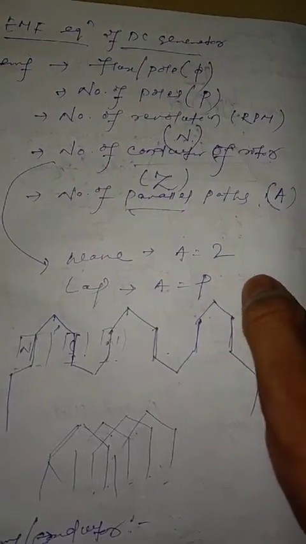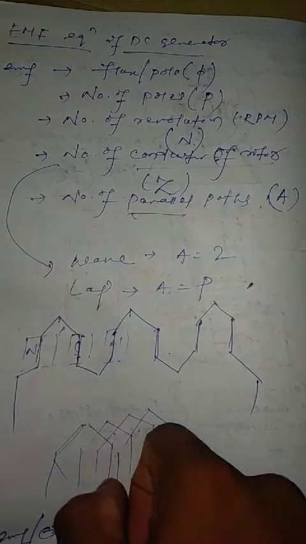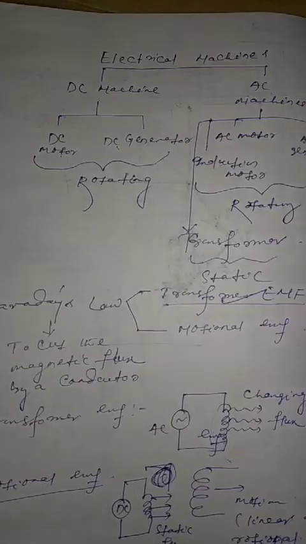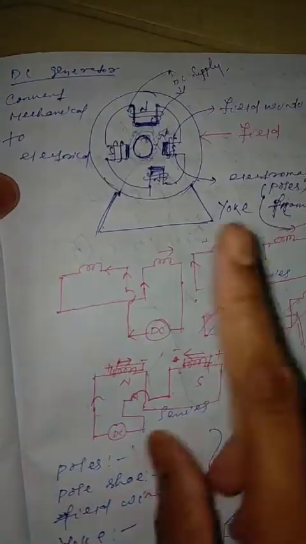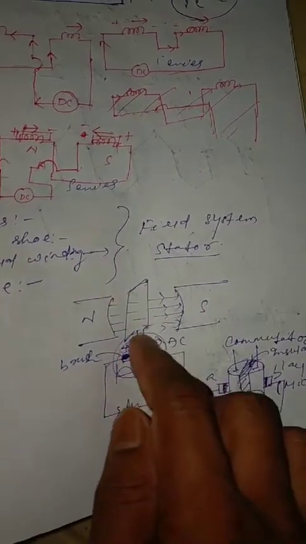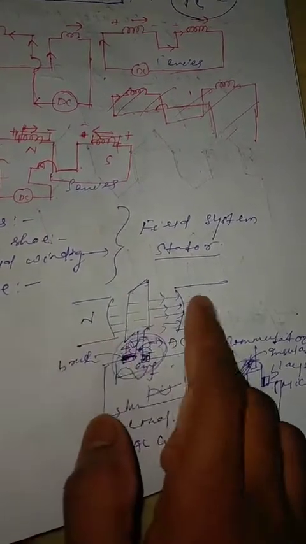So next we will understand the most important part, that is the EMF equation of DC generator. To understand the EMF equation, first of all we need to see where actually the EMF is created. The EMF is created across these two terminals. What is this? This is the armature conductor. This one is flux. And this one is the pole.